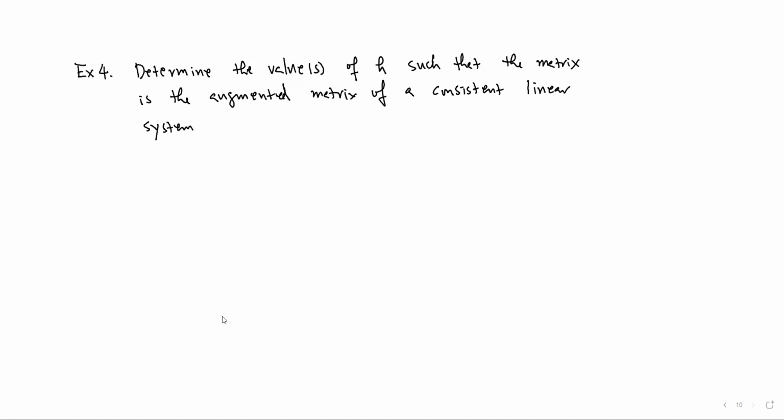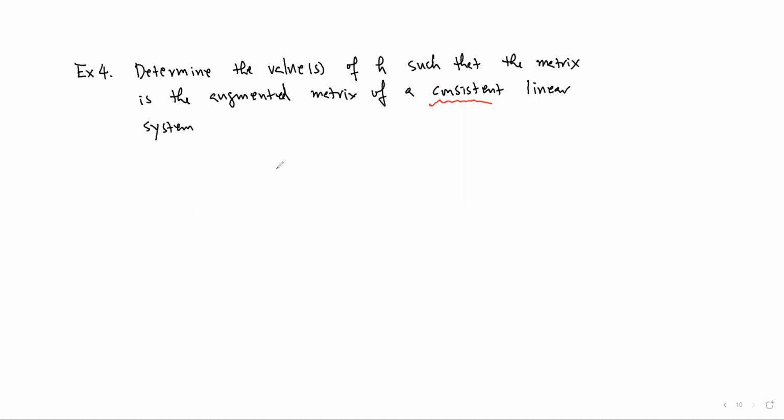Again, consistent linear system means the linear system has at least one solution, one or infinitely many solutions. The linear system is called consistent. If a linear system has no solution, we call that linear system an inconsistent linear system.